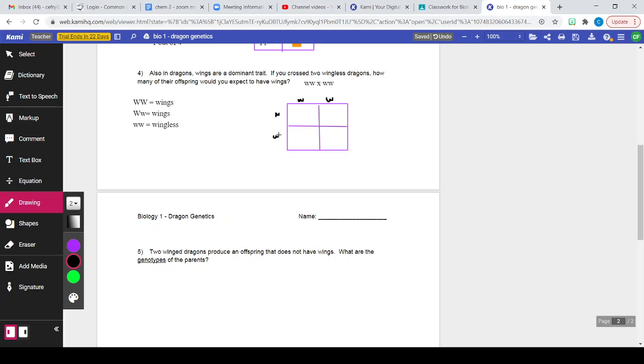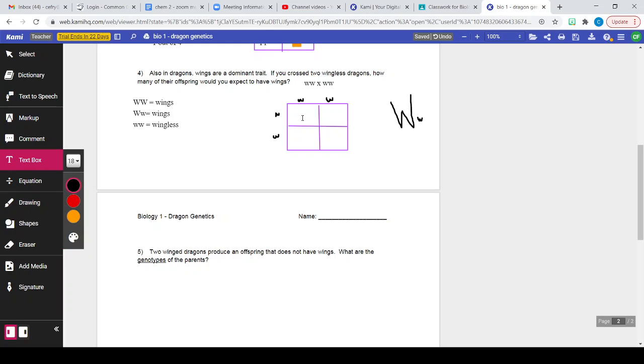Really tiny W's. Now, if I were to have a capital, I might do something like this and then put my lowercase as tiny as I can get it. So I'm very exaggerated so that I do not get confused because they can look very similar. All right. So when I go to do this, I'm going to bring mom's gene down. I'm going to bring dad's gene across. I'm going to do that for every single one here. Mom's gene down, dad's across.